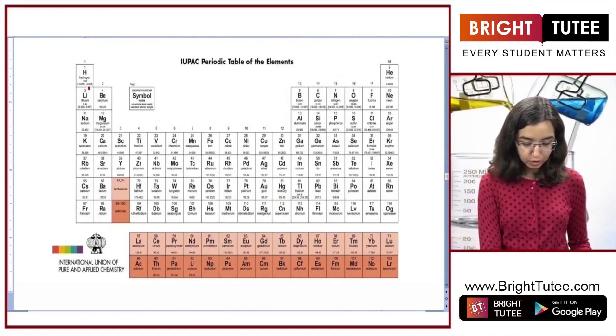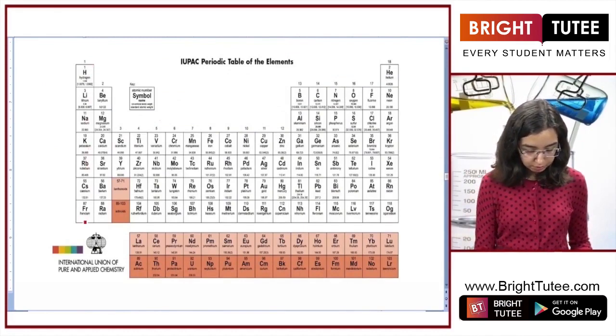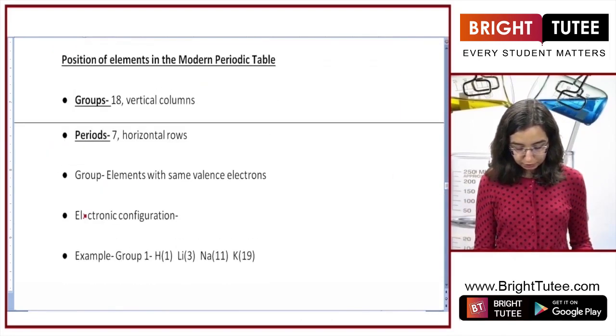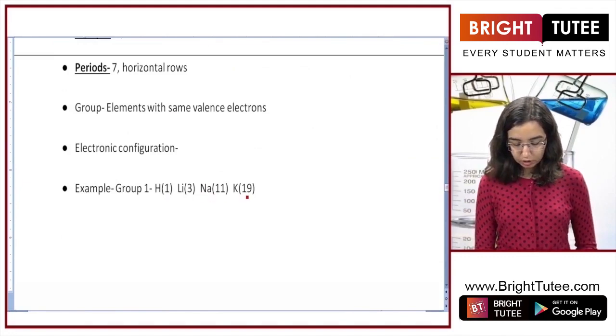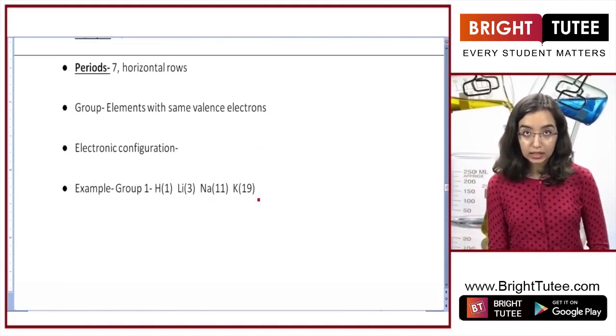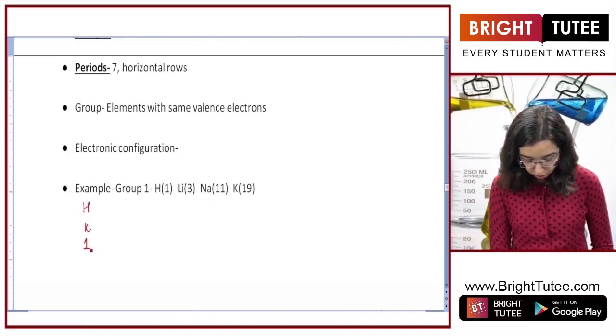This is the first group: hydrogen, lithium, sodium, potassium, rubidium, cesium, and francium. I'm taking the first few elements from here. When we take hydrogen, lithium, sodium, and potassium and study their electronic configuration, hydrogen, of course, has atomic number 1, so it's a simple configuration. It has 1 electron in the K shell. Lithium has atomic number 3, which means it has 2 electrons in the K shell and 1 electron in the L shell.